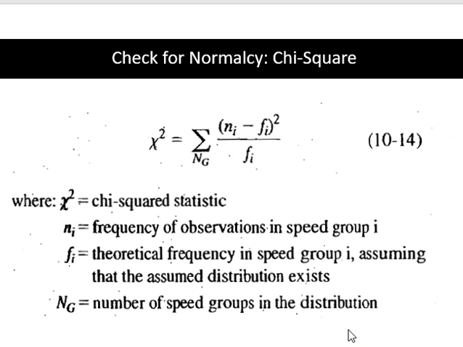Number of vehicles in each group. What is f? We have to calculate f. It is called the theoretical frequency. Right now we don't have it, but we will see how to calculate it.